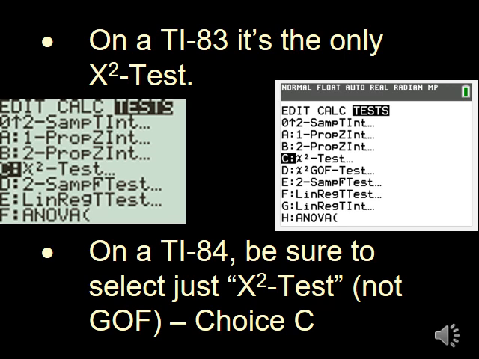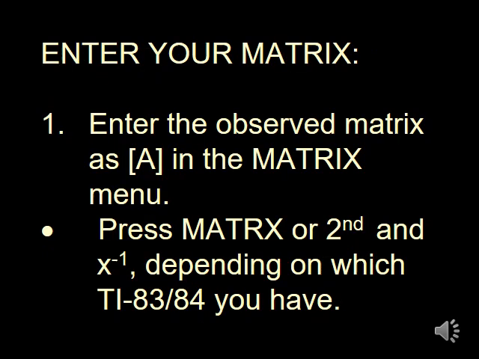If you have a TI-84, you're going to have more than one test that's called chi-square. The one you want is still choice C, the one that just says chi-square test. You don't want the one that has GOF. That's the other one I'm going to talk about, but the one that you don't actually have to do the test on.